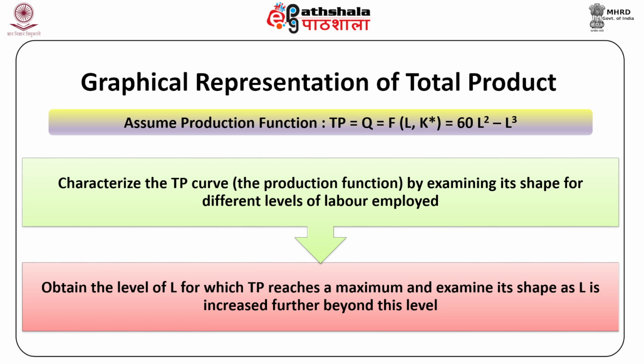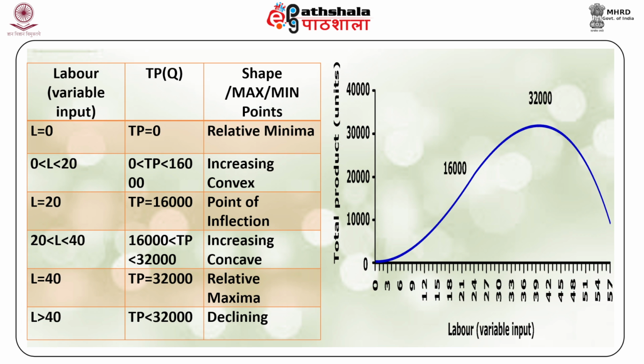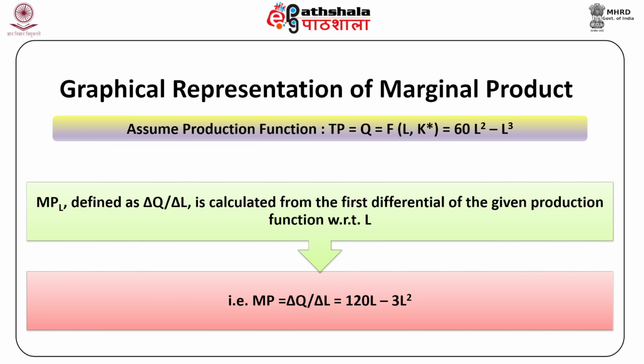We characterize the TP curve, the production function, by examining its shape for different levels of labor employed. We obtain the level of L for which TP reaches a maximum and examine its shape as L is increased further beyond this level. The results are summarized in the top panel of table 3, while the graph of the TP curve or the production function appears on the top panel of figure 3. Thereafter, we examine the behavior of MP of labor, MPL, as L is increased.